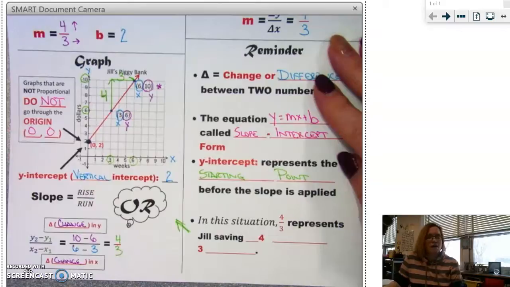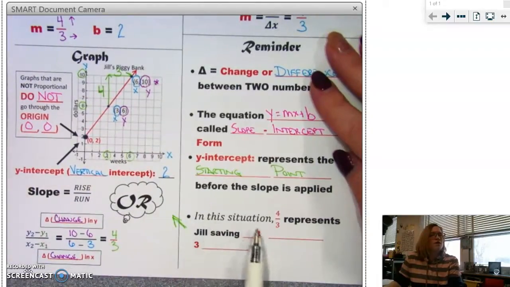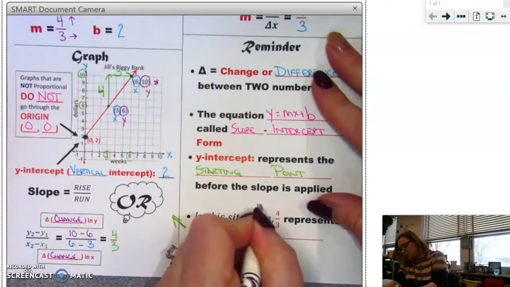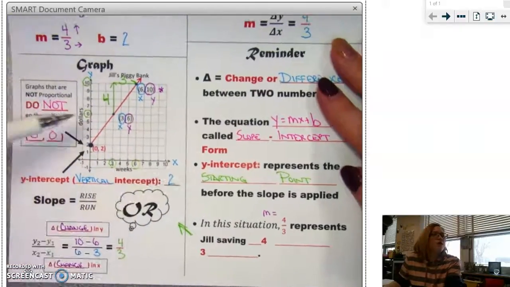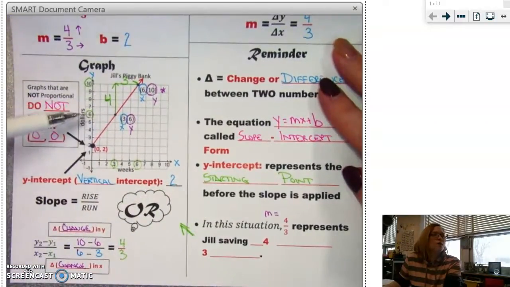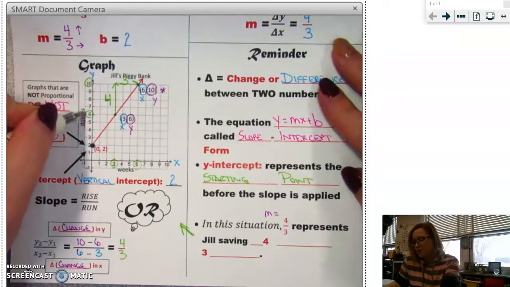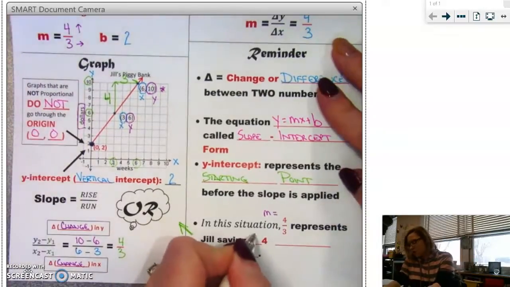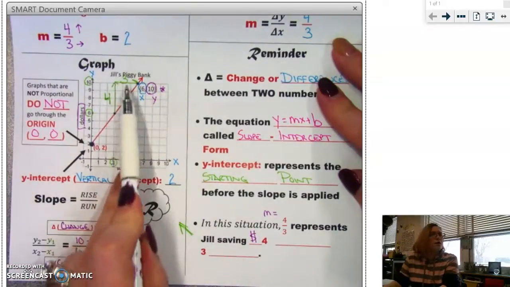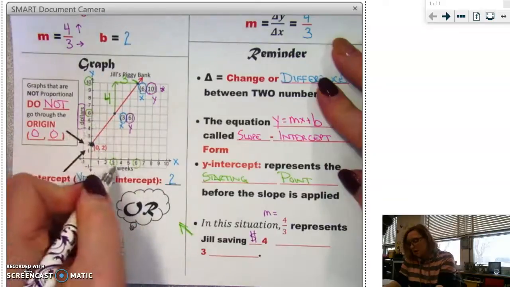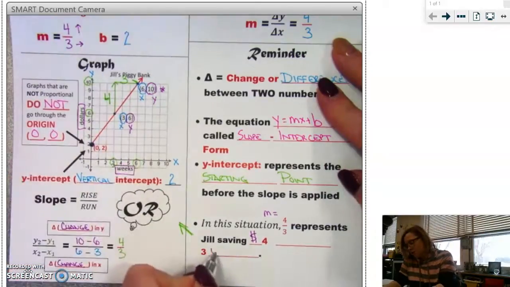All right, and then in our last part here, we're talking about in this situation, what does our slope of 4/3 really represent? So just a little reminder, this was our slope. So what does it really represent? So when we look at our 4 over here, it's how we went from 6 to 10, and the label for this is dollars. So what does this really represent? The 4 represents $4. And then if we look at the 3 goes across here, it's from the 3 to 6, and that in a situation represents weeks, 3 weeks.